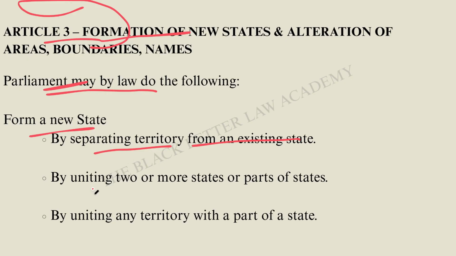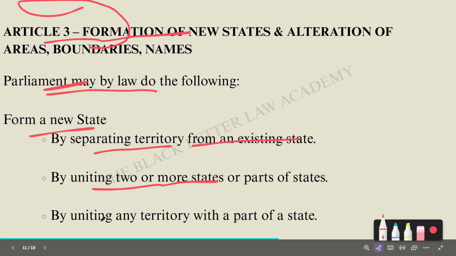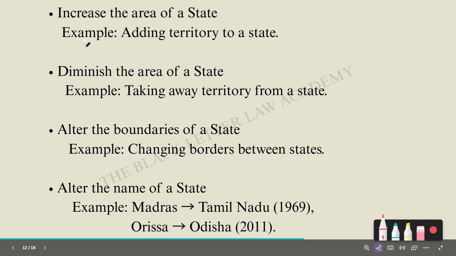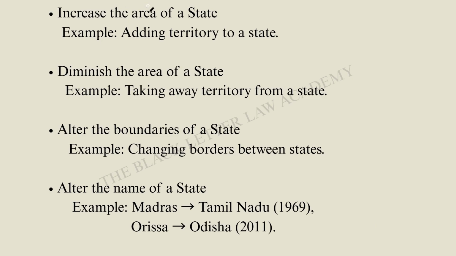The second one is Parliament can also form a new state by uniting two or more states or parts of states. And the third one is by uniting any territory with a part of a state. Okay. So the next one is Article 3 allows Parliament to increase the area of states. This means adding territory to an existing state.